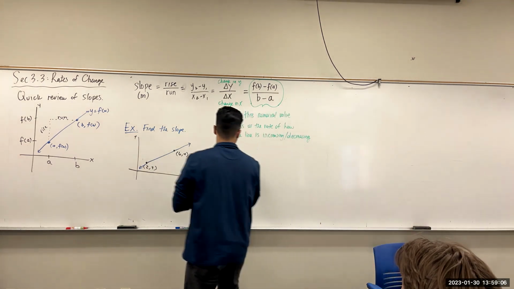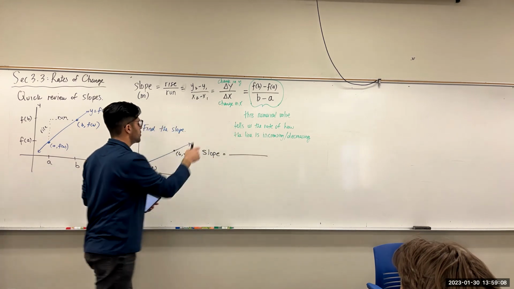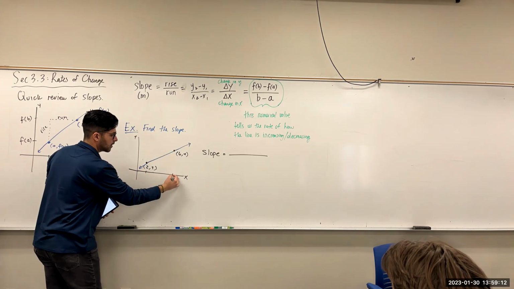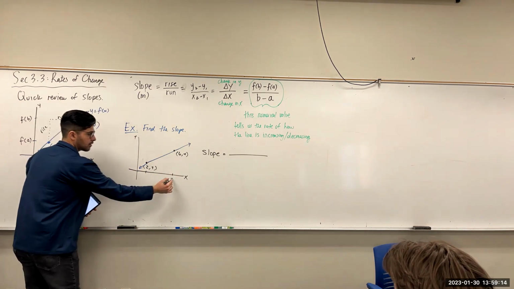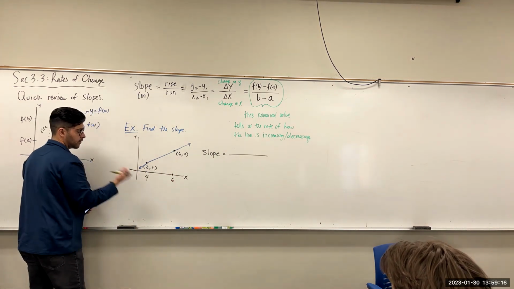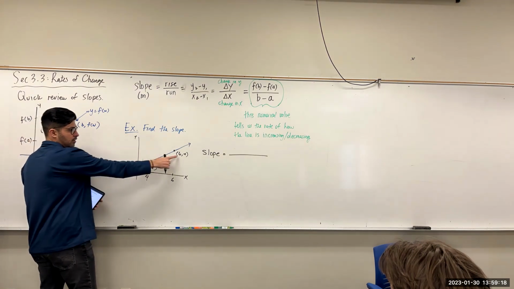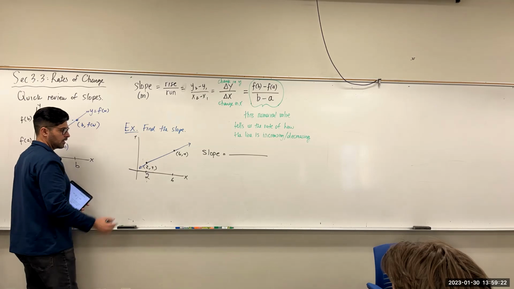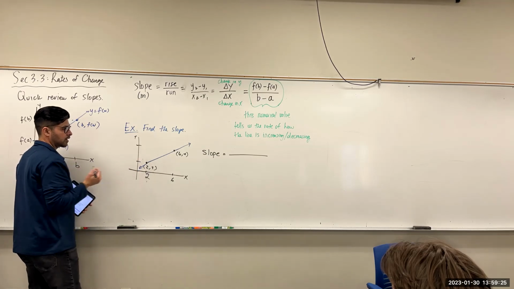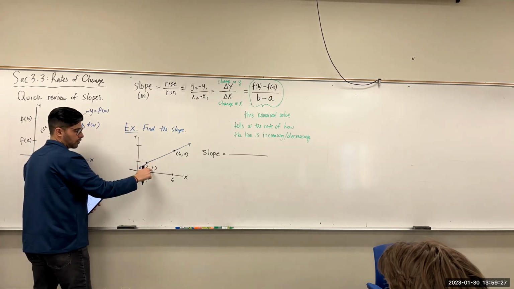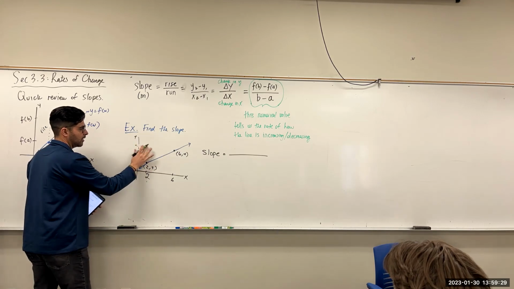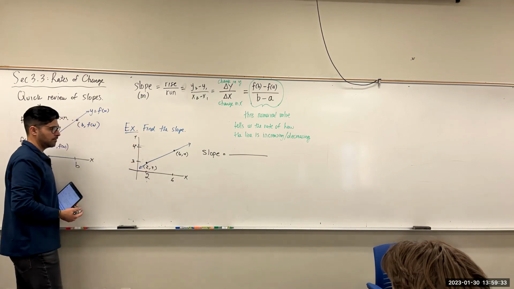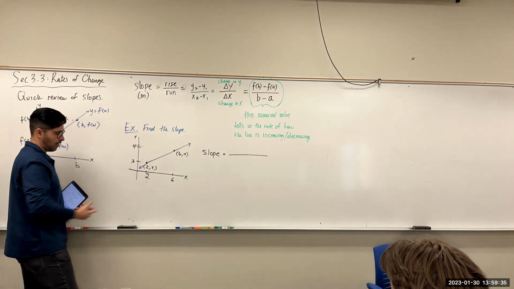So the change in y over the change in x. What are the two x values that we're talking about here? 6 and 4? No, 6 and 2. 6 and 2. And what are the two y values that we're talking about? 3 and 4. The y values are 3 and 4. This is quite off, but whatever. I know the increments are like.